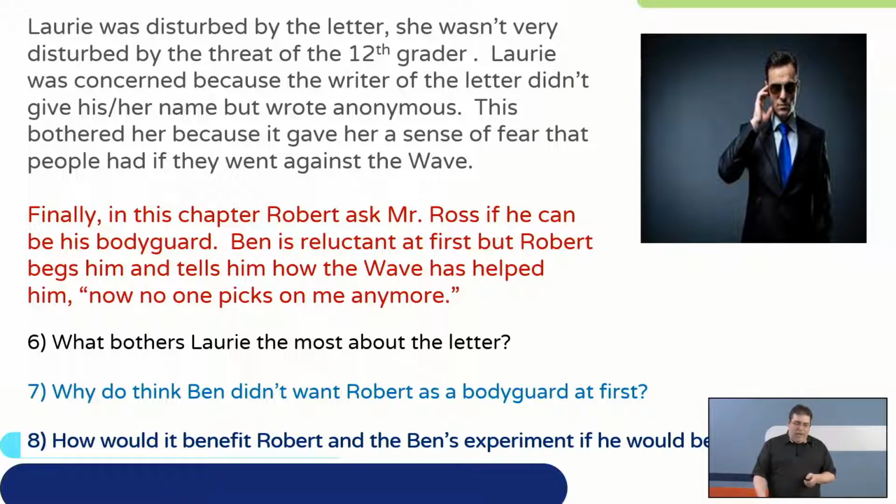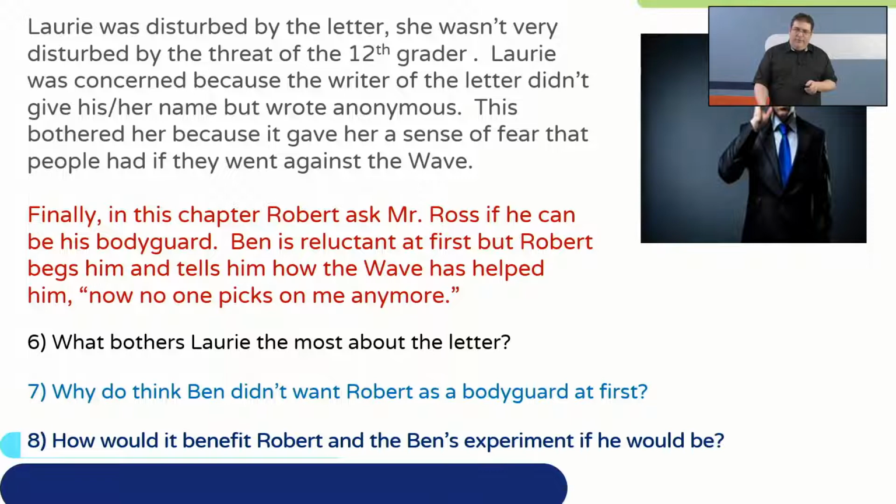Finally, in this chapter, Robert asks Mr. Ross if he can be his bodyguard. Ben is reluctant at first, but Robert begs him and tells him how the wave has helped him. No one picks on me anymore. What bothers Lori most about the letter? As you can see, that the person who wrote it didn't put their name on it. Why do you think Ben didn't want Robert to be a bodyguard at first? What does he need a bodyguard for? He's a teacher. He's the leader of the wave.